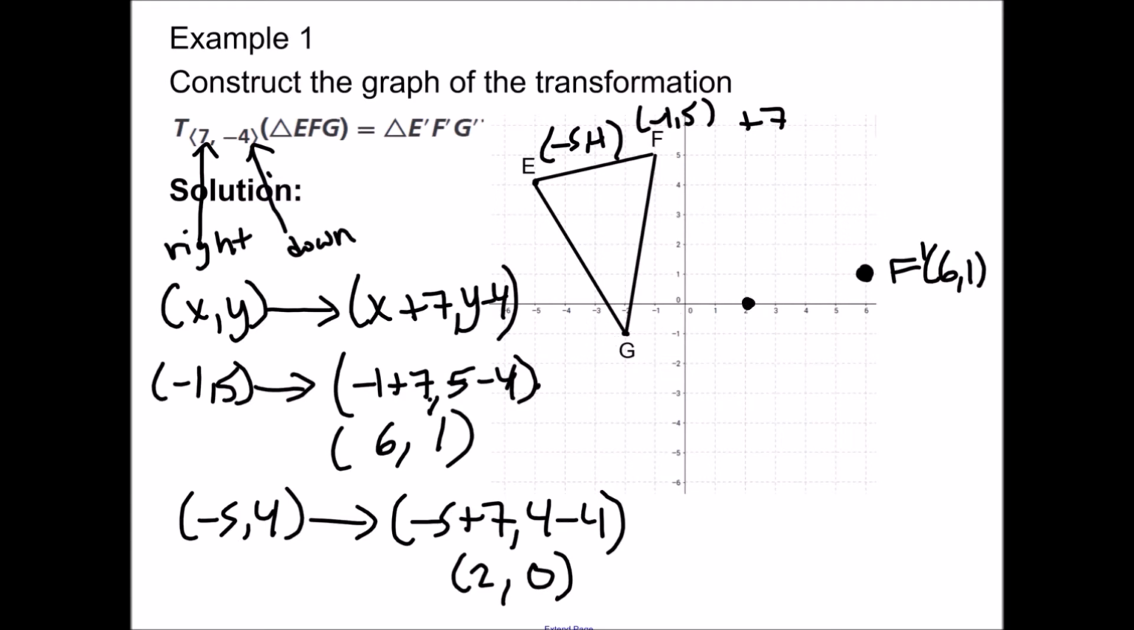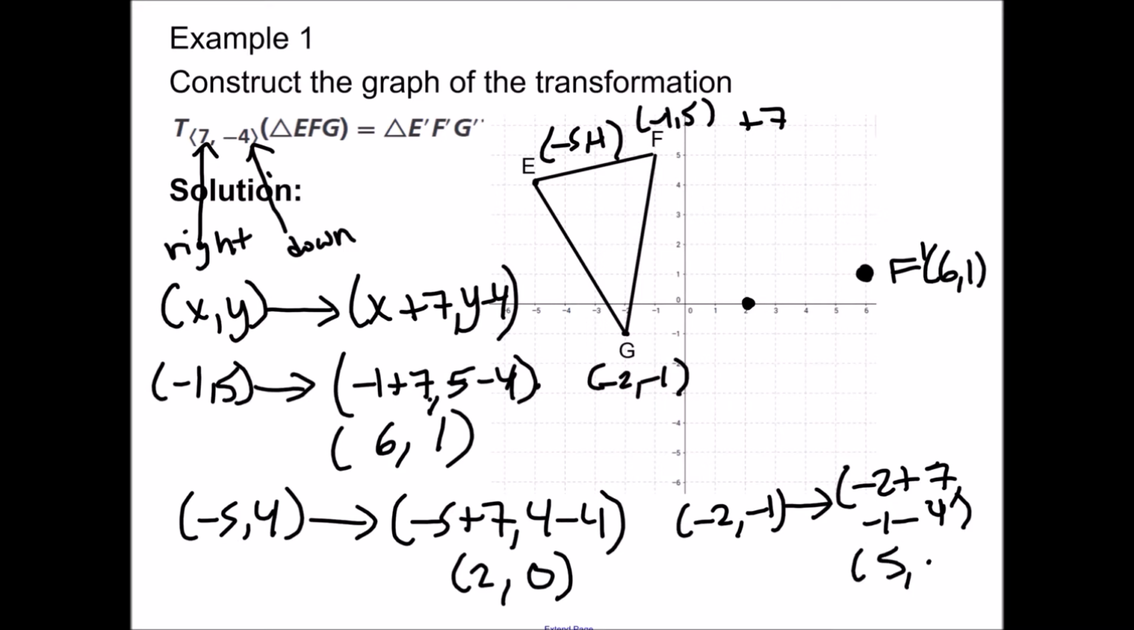Let's go ahead and do that right now for G. The original coordinates for G are -2, -1. So we're going to add 7 to the x coordinate and subtract 4 for the y. And so -2 plus 7 is 5. -1 minus 4 is -5.